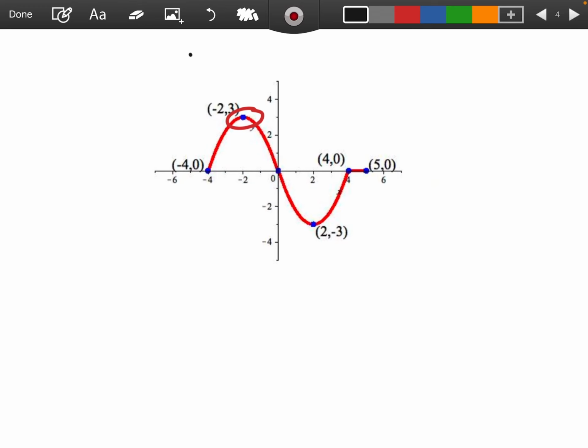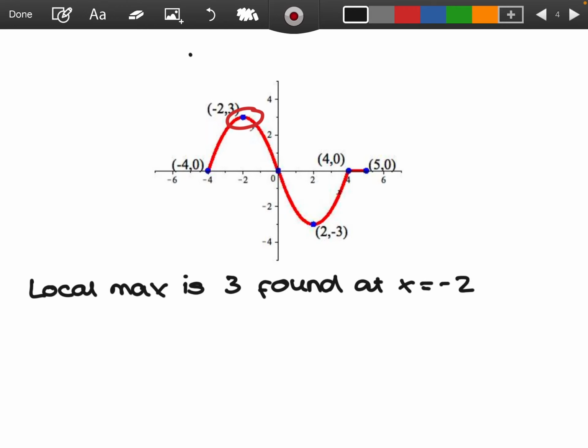I now want to look at this example. I want to look at what our maximums are, what our minimums are, and then look at constant portions of the graph, etc. So our local maximum, we already have it circled here. Our local maximum is 3, and it's found at x is equal to -2. I have this maximum value here.